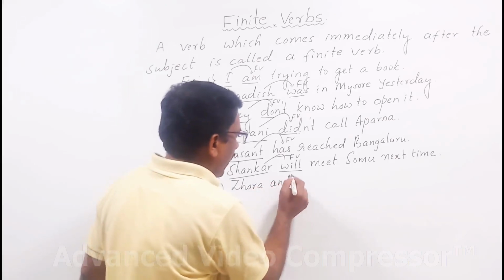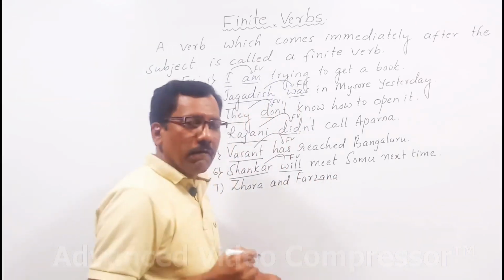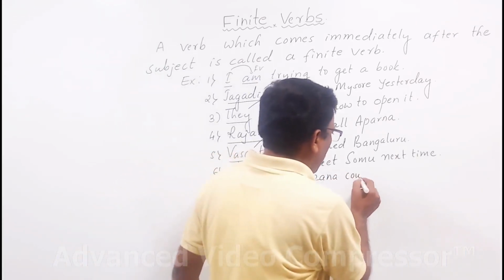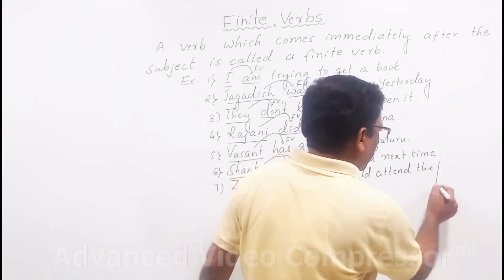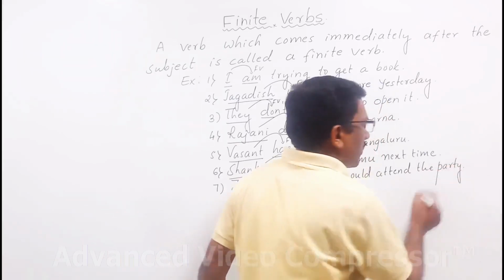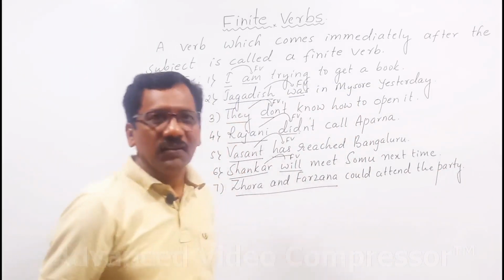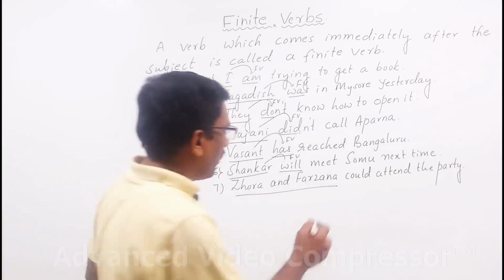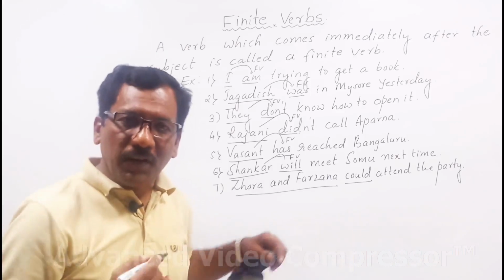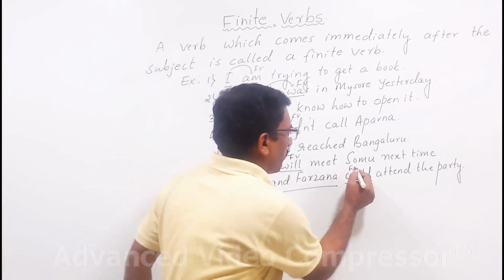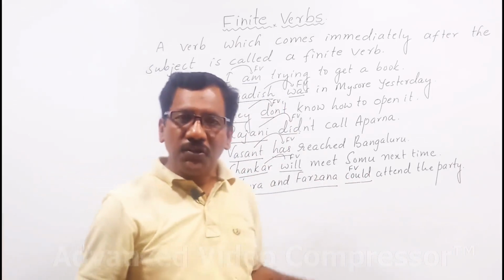Then, please say: Zora and Farzana could attend the party. See the example. Here in this sentence, Zora and Farzana, you know that they are the subjects. And the word which comes immediately after the subject is could. Therefore, we'd like to call the word could a finite verb. I hope it's clear.